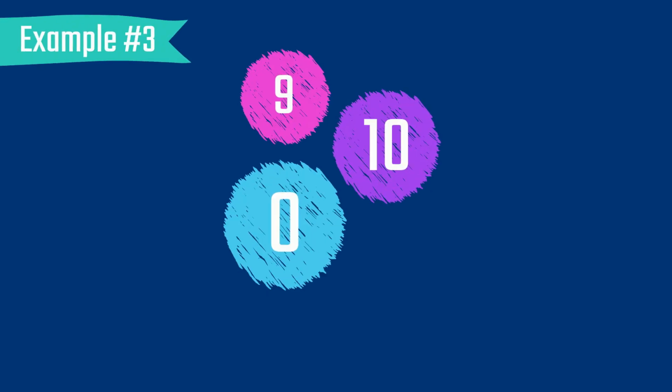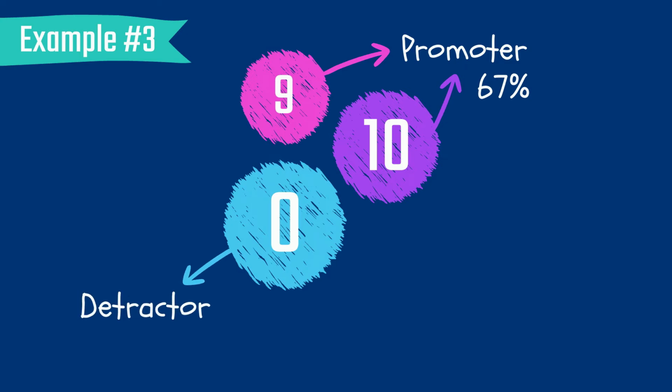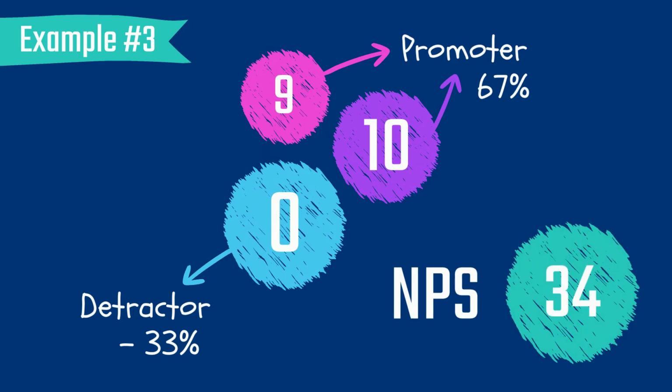Our last example is going to be a response of 9, a response of 10, and a response of 0. So in this case, we've got 2 out of 3 responses that are promoters, or 67%, and then 1 out of 3 responses is considered to be a detractor, so that's 33%. When we make our calculation here, we take 67 minus 33, and we get a total NPS score of 34.